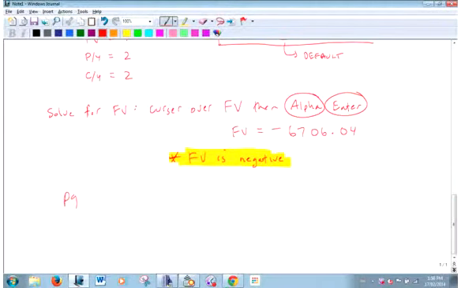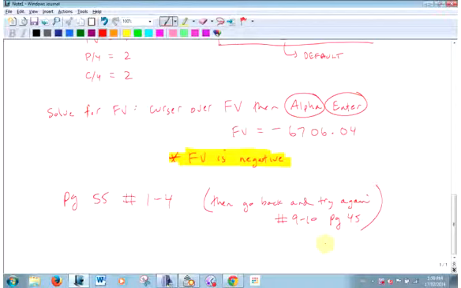So, 55, number 1 to 4. And then I'm going to write here, go back and let's try again the last couple from last day. Okay, but do this first.